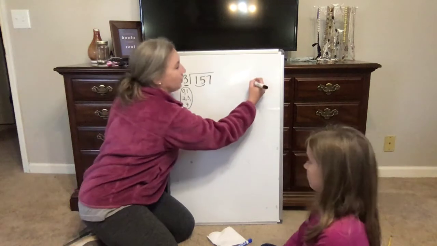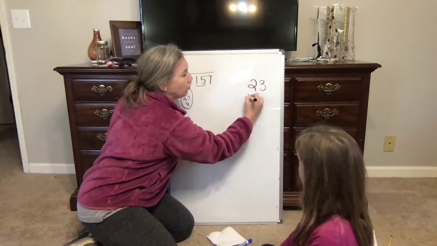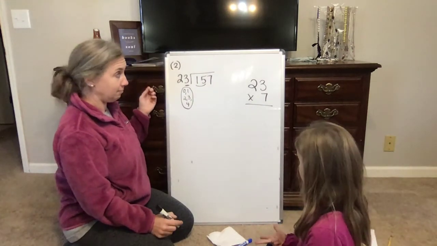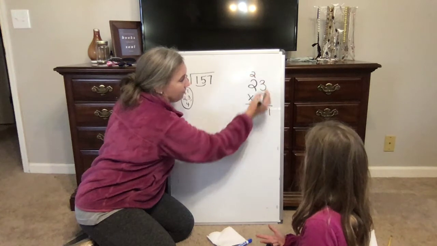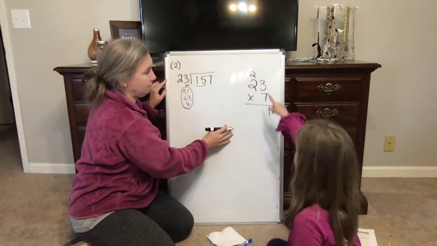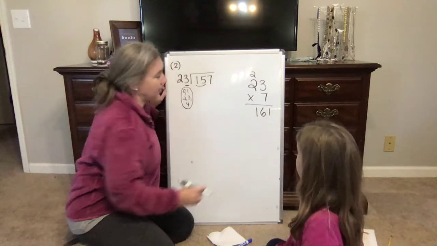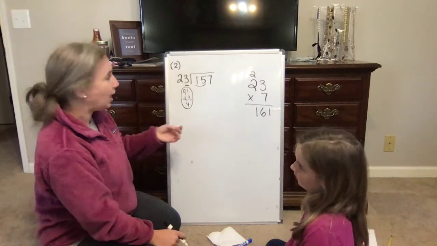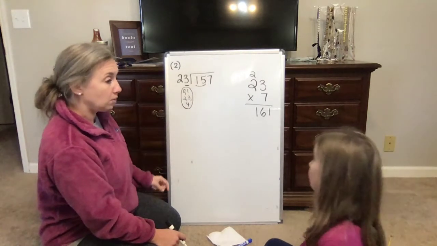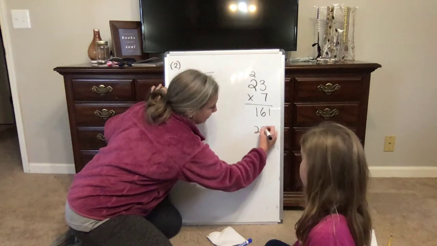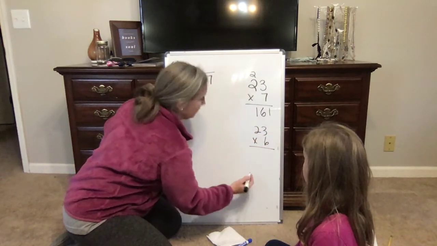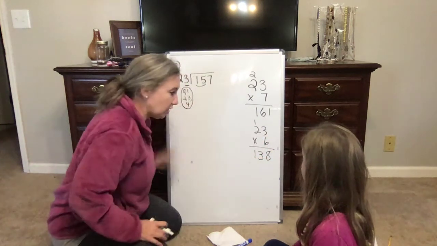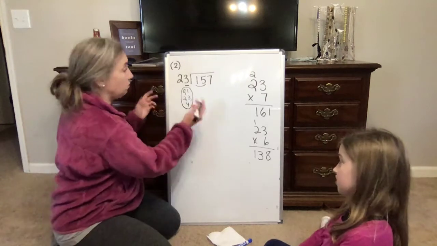So what I'm going to do over here on the side is I'm going to say, what is 23 times 7? 21, 161. Okay. So that one doesn't work, it's going to be too high. So what should we do? 23 times 6. Well, let's try that. That would be 138. So that's going to work.